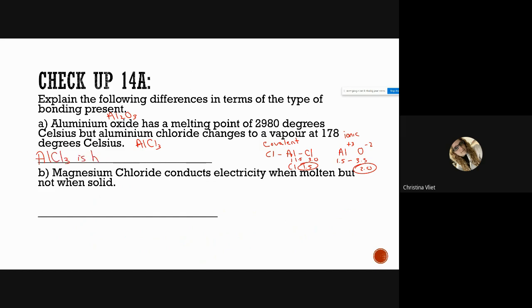AlCl3 is held together by much weaker forces. Then Al2O3. And then what are the weak forces? It would be dispersion. And then for Al3+ and O2-, what is the actual force that holds that together? It's actually ionic, right? Ionic is an intramolecular force, so it's much stronger than an intermolecular force. So that's why.